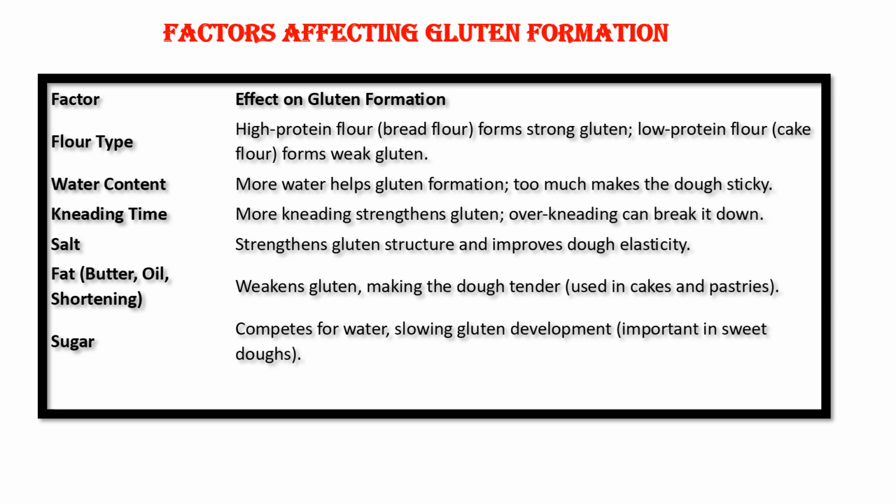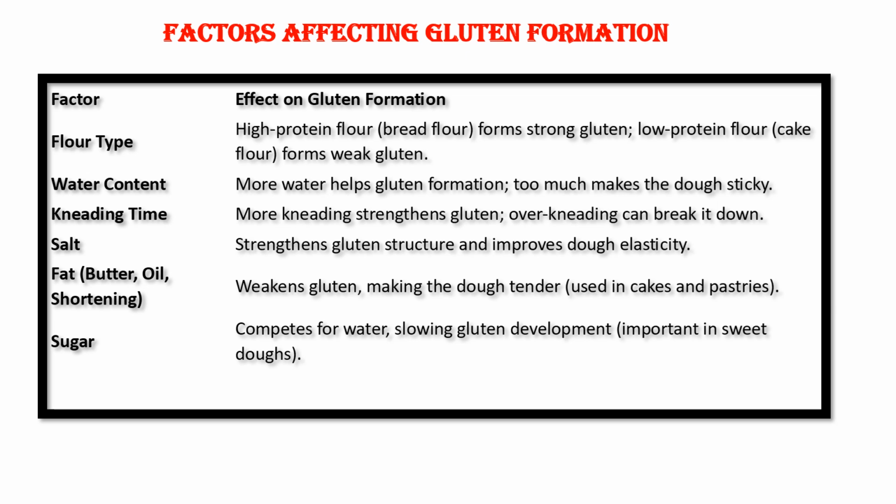Let's talk about the different types of flours. High protein flour, that is bread flour, forms strong gluten, and low protein flour, that is cake flour, forms weak gluten. Bread flour has 12 to 14% protein and high gluten strength, and is mainly used for bread and pizza. Cake flour has 7 to 9% protein content and low gluten strength, and is mainly used for cakes and pastries.